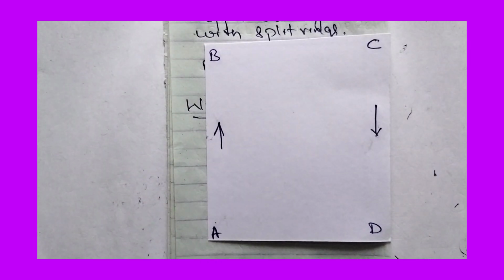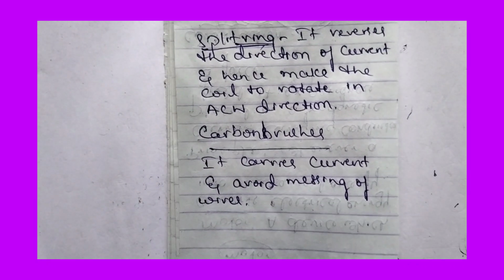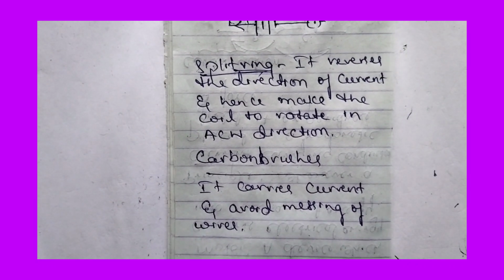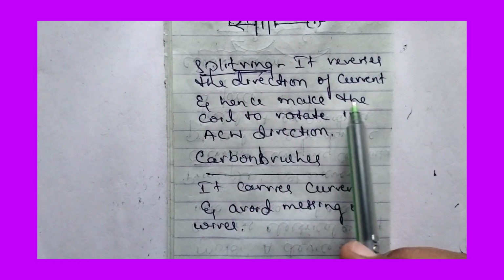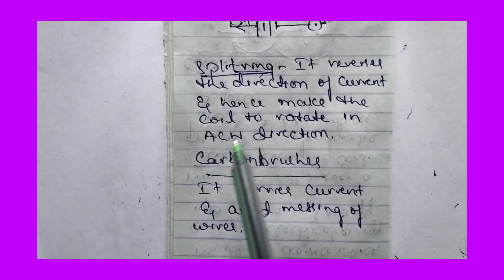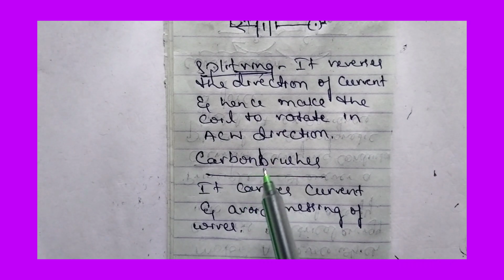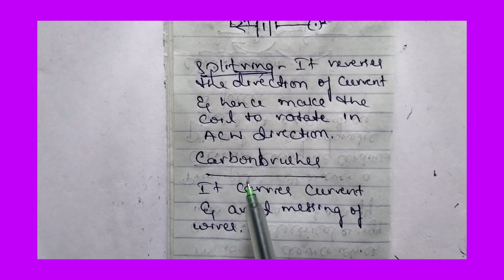So this is what we have to study under DC motor. Now the function of carbon brushes and split rings. The split ring reverses the direction of current and hence makes the coil rotate in anti-clockwise direction, that is, it makes the coil rotate only in one direction. And the function of carbon brushes is to carry current and avoid messing of wires. The second one, it carries current in the external circuit.